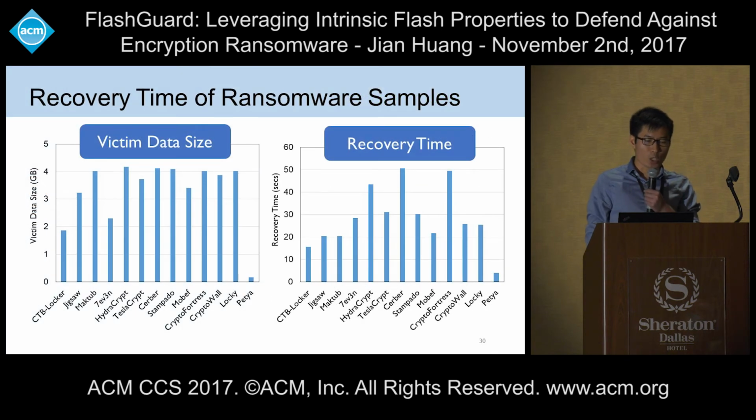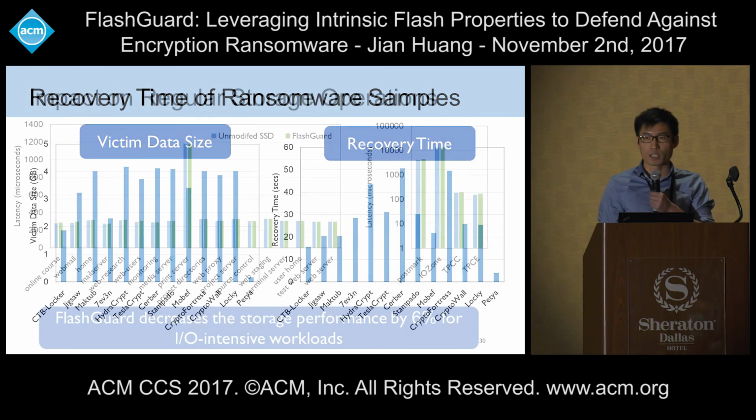Now let's first take a look at the recovery time of the ransomware samples. We run 13 families, and the victim data size is about 4 GB. For this victim data, FlashGuard can recover the data in less than 1 minute, because we leverage the internal parallelism of the SSD to accelerate the data recovery procedure. It's noted that the recovery time is not proportional to the victim data size, because the invalid pages are not evenly distributed across the parallel chips in the SSD.